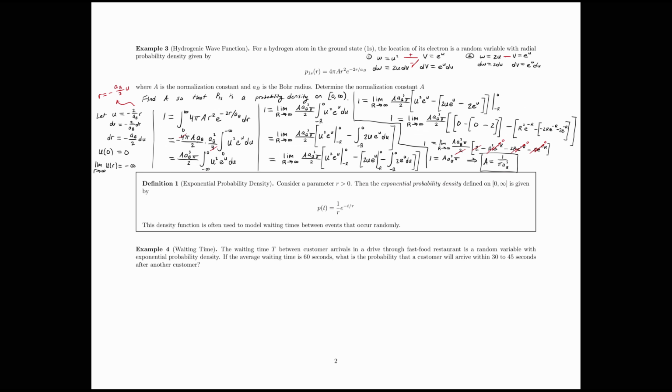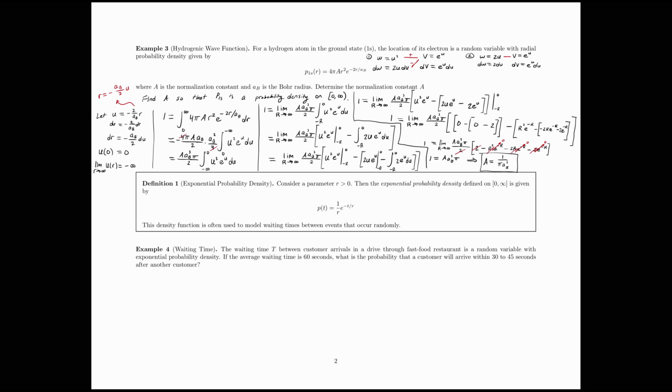So waiting time. The waiting time, capital T, between customer arrivals in a drive-through fast food restaurant is a random variable with exponential probability density. If the average waiting time is 60 seconds, what is the probability that a customer will arrive within 30 to 45 seconds after another customer?